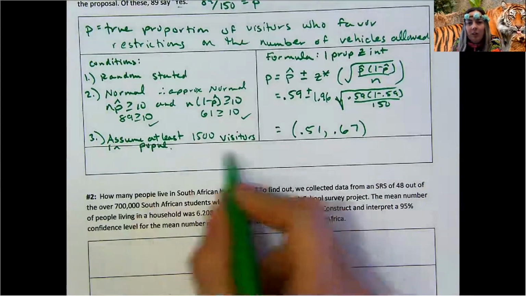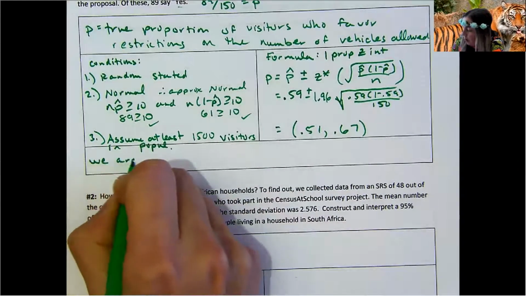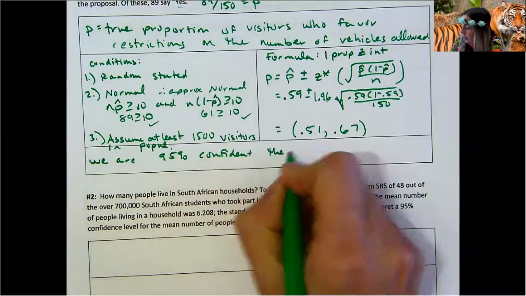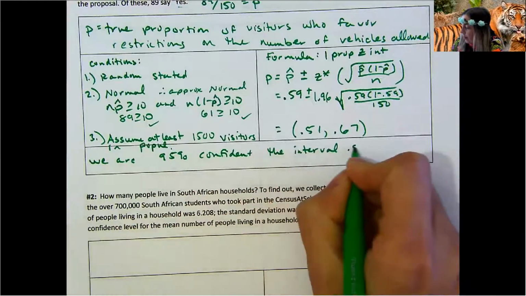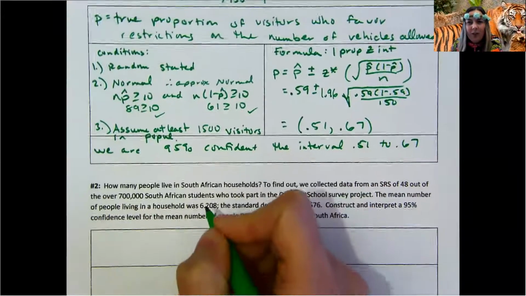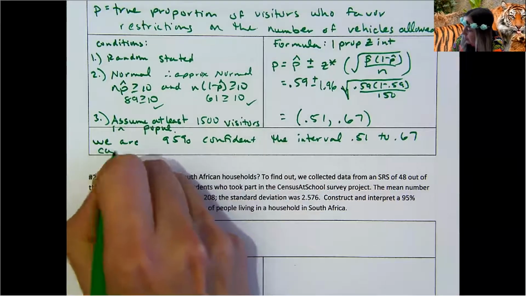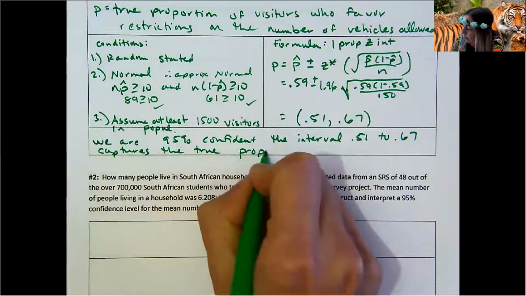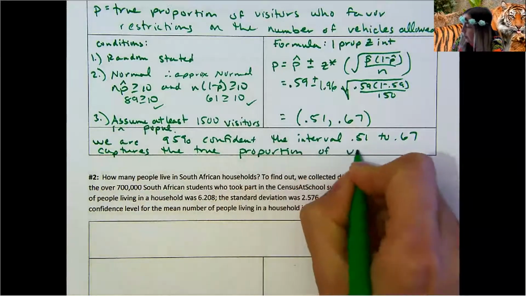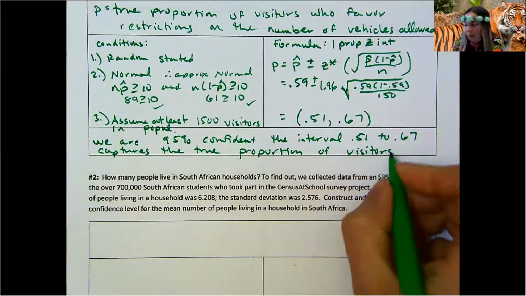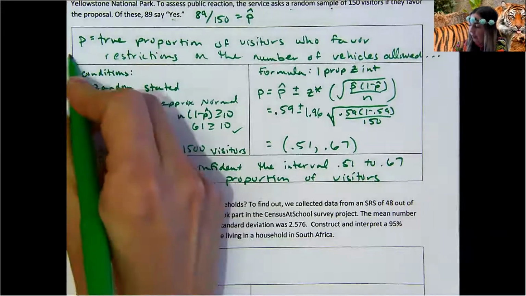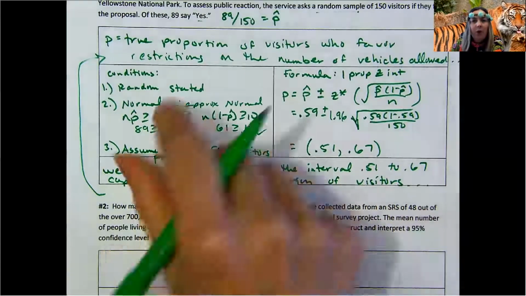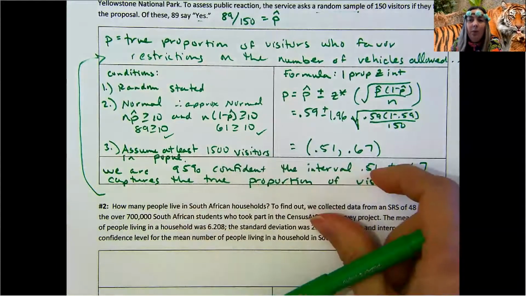The last thing we have to do is our conclusion. We are 95% confident the interval 0.51 to 0.67, and what does our interval do? It captures the true proportion of visitors. I'm going to be a little bit lazy here. I'm just going to draw an arrow of visitors, right? I'm just stealing this line, who favor restrictions on the number of vehicles allowed. All right, so whatever you opened the problem with, you end the problem with.